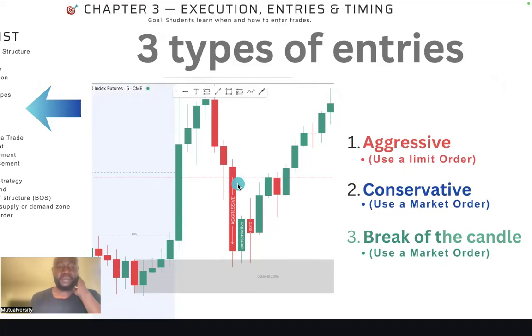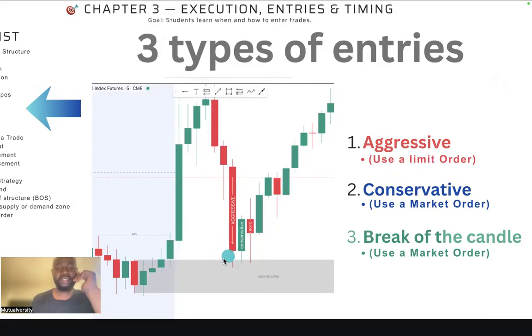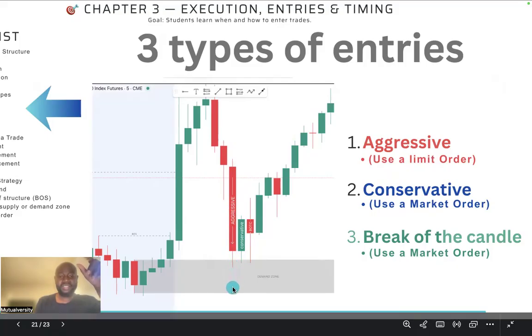The aggressive entry is when you wait for the first candle to tap into your zone. As soon as it taps into your zone, your limit order is already there. So you use a limit order on top of your demand zone. The first candle that taps into the zone is the aggressive entry. You enter the trade, hoping for it to continue up. But sometimes with aggressive entries, it will tap your zone, then continue going down and hit your stop loss. So that's why some people prefer to wait for the conservative entry.